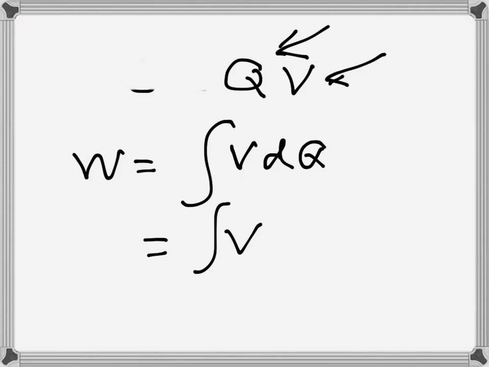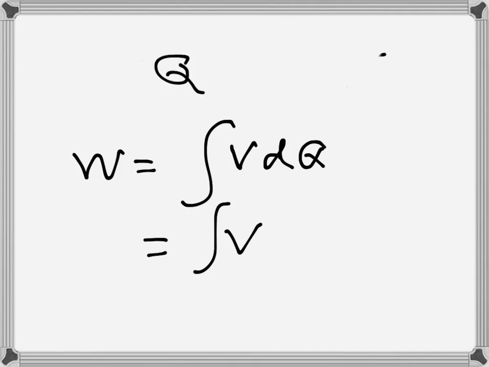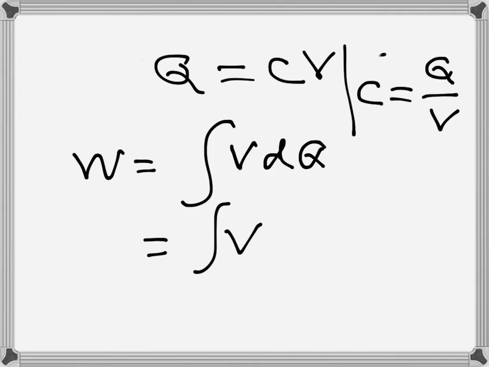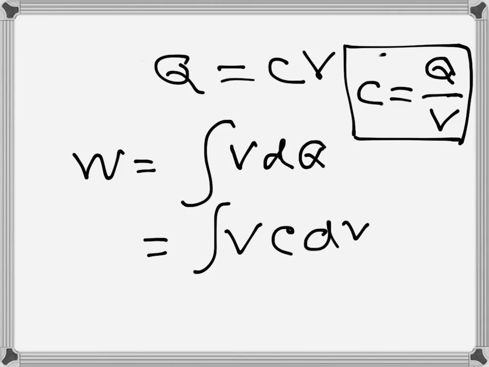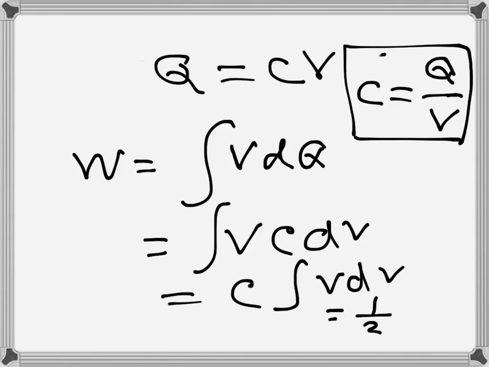What I have written wrong here is, this should be Q is equal to CV. So Q is equal to CV, so C is equal to basically Q over V. That is the definition of capacitance: charge stored per unit applied voltage. So this one can be written as dQ will be C dV, and if we take the C out, this will be V dV, which is half CV square.